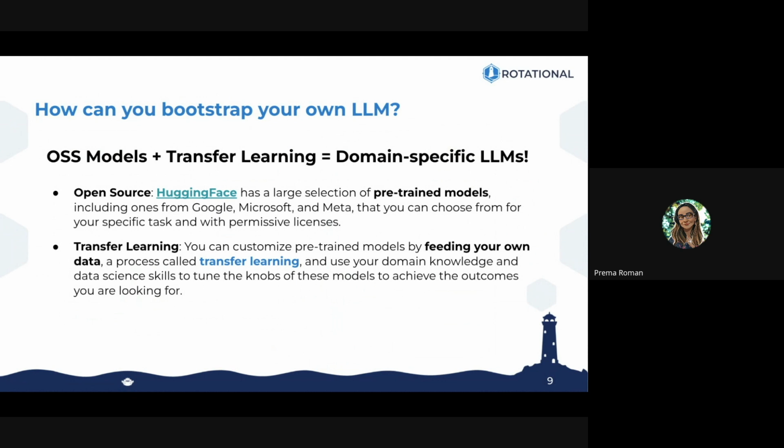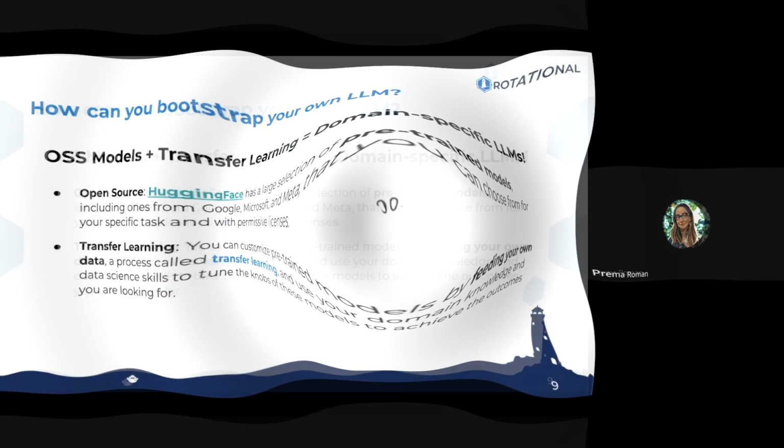So if you have a very specific use case in your domain, you're better off using open source models and using transfer learning to really get a model that's much more geared towards your domain. And the other thing that you're able to do once you have this kind of level of control is you can use your domain knowledge and data science skills to further tune the knobs of these models to achieve the outcomes that you're looking for.